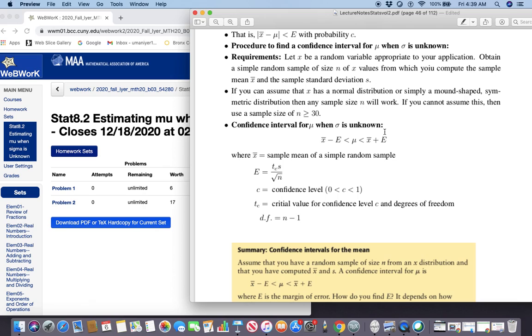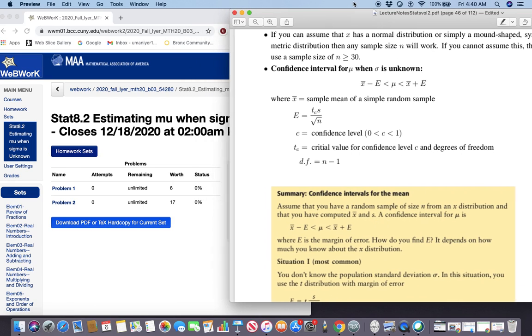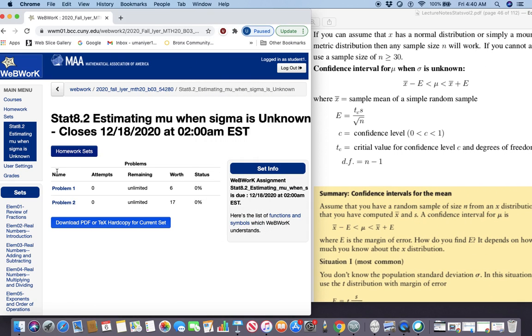E stands for maximal margin of error. X bar is the sample mean. E, how do you find E? It is t sub c, so we are going to use the student's t distribution, t sub c times s over square root n, s being the sample standard deviation. t sub c is a critical value for confidence level c and given degrees of freedom n minus 1. All right. So, with this information, let's start problems here.